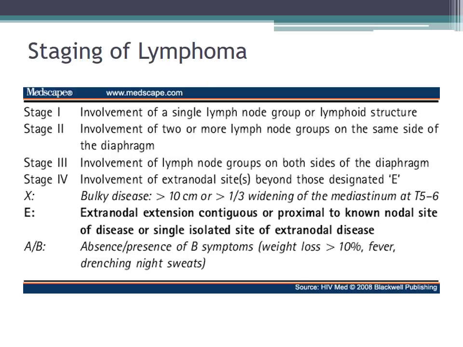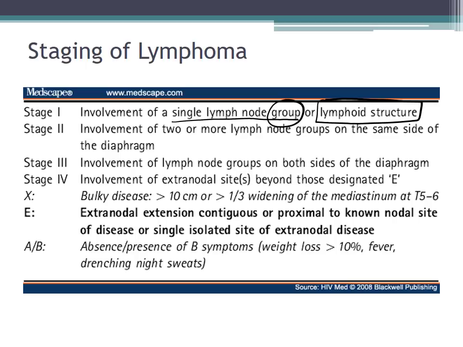The staging for the lymphomas are listed below. Let's go through a couple of these right now. Stage 1 will involve a single group of lymph nodes, and notice it says a group, meaning you could have a cervical group, you could have a supraclavicular group, but it's a group of lymph nodes, not just a single node. Or possibly you could have a lymphoid structure. So this could be the spleen or other lymph organs involved.